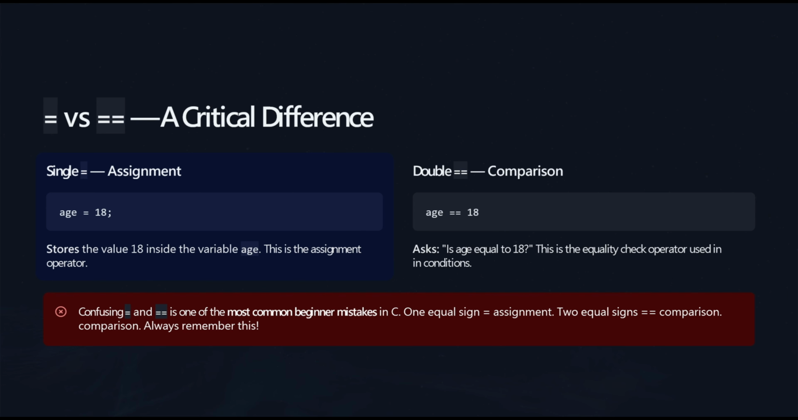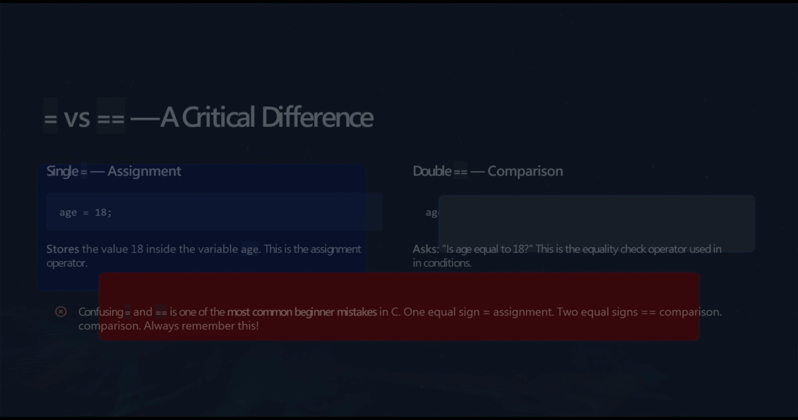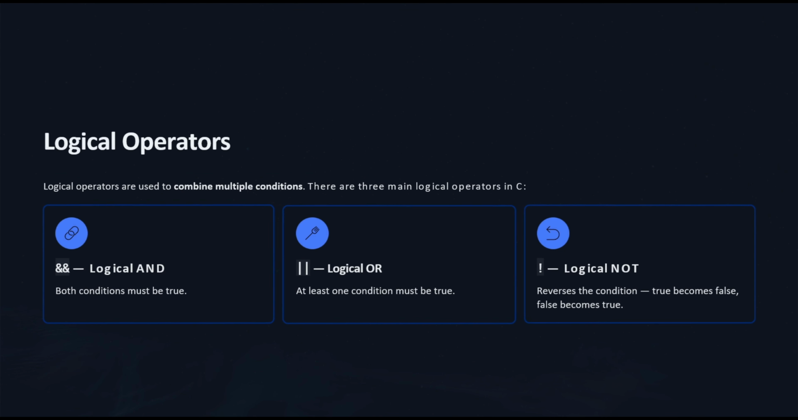= versus ==. A critical difference. Single equals is assignment: age = 18 stores the value 18 inside the variable age. This is the assignment operator. Double equals is comparison: age == 18 asks, is age equal to 18? This is the equality check operator used in conditions. Confusing = and == is one of the most common beginner mistakes in C. One equals sign means assignment. Two equals signs mean comparison.